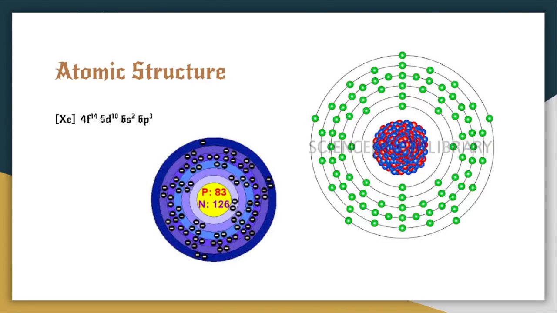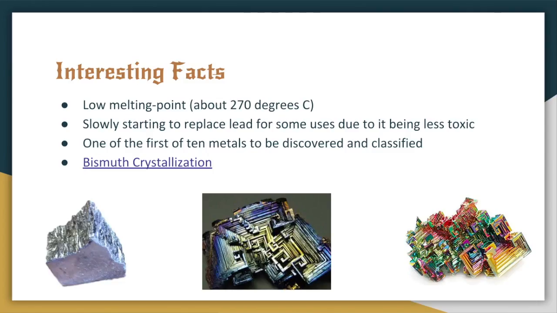So here we have the atomic structure. You can see the electron configuration up there in the top left. And then here we have the Bohr models of our element. And then here are some interesting facts about bismuth.